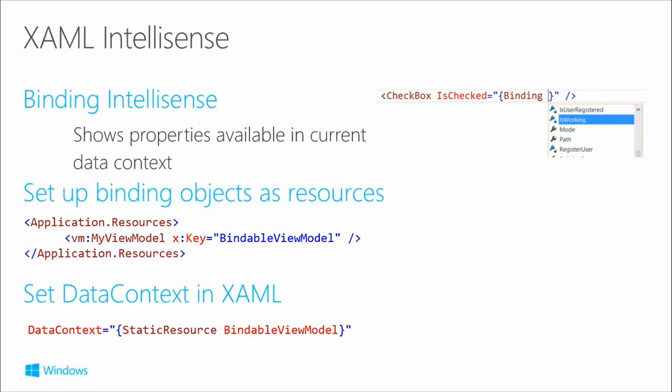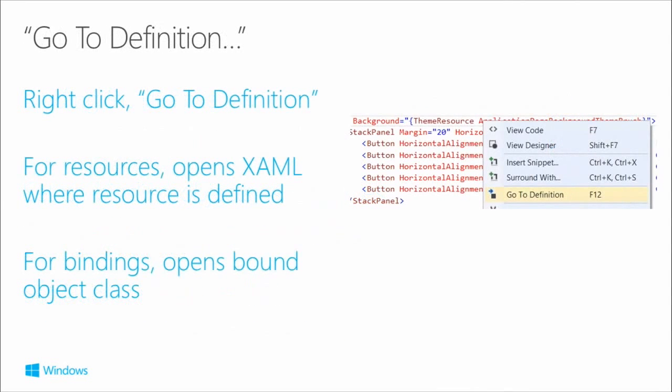So the last part of that puzzle is to set the data context in your XAML. So you set your binding objects as resources, and the data context in your XAML. And the great thing is that you can actually use the static resource IntelliSense to find that VM, or that view model. And then the last cool thing is we have this new right-click and go to definition. You can do this on resources or on bindings. If you do it on resources, it'll open the XAML where that resource is defined. If you do it on bindings, it's going to open the bound object class.